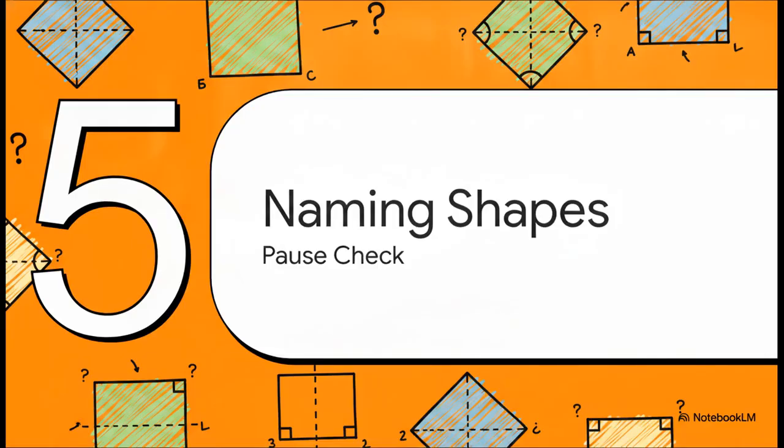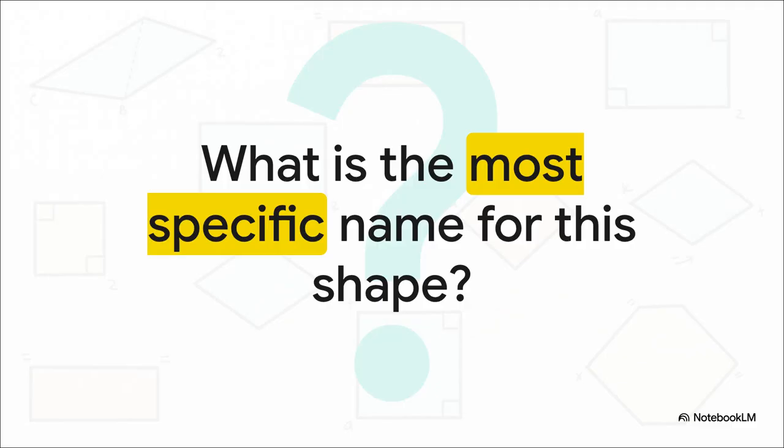Round 2, Section 5, Naming Shapes. Here is our second pause check. Here is your challenge. Based only on geometric markings showing 4 congruent sides, what is the most specific name for this parallelogram? Go ahead and hit pause again, and remember our golden rule. Trust the marks, not the looks.